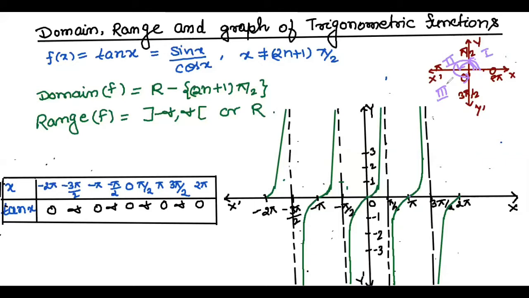And in the fourth quadrant, here in between 3π/2 to 2π, this is the fourth quadrant. In the fourth quadrant, tan x increases from minus infinity to 0. This is minus infinity till 0. Tan 2π is 0. Similarly, on the left-hand side of the x-axis we can also see the graph. So this is the graph of tan x.